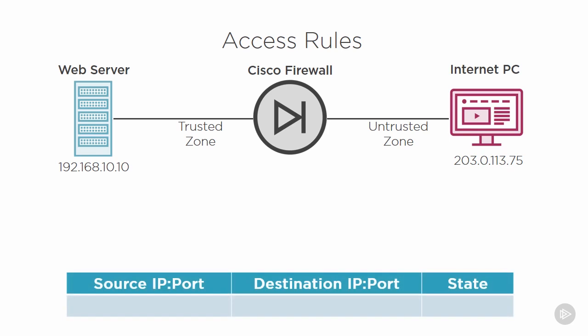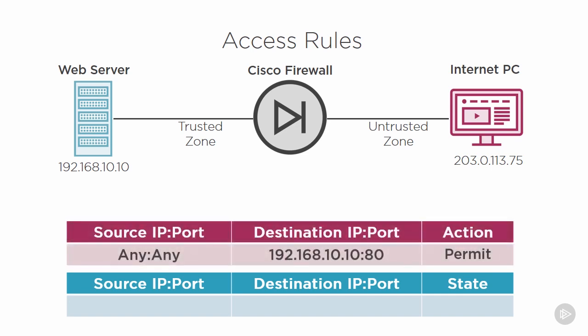The TCP state table will still exist and will still be used. The state table records state of traffic in both directions, flowing from trusted to untrusted and from untrusted to trusted. It's just that when we flow from untrusted to trusted, we're typically blocking that traffic unless we add in an access rule. So in this case, what I want is my internet PC to be able to send a TCP SYN message to the web server.